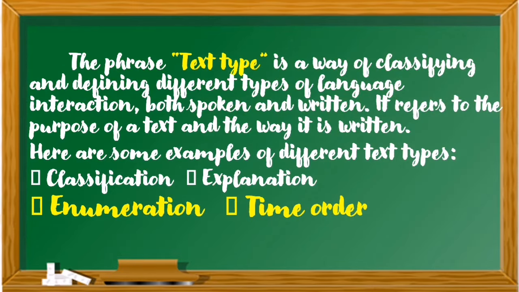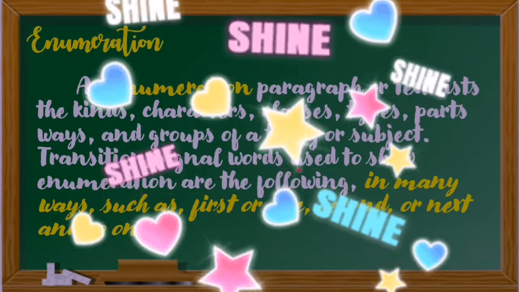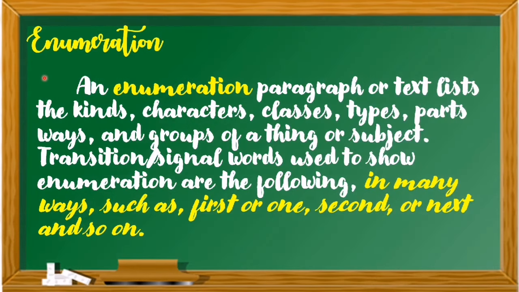In this part of our lesson, we are going to primarily focus on the first two types of text, which are enumeration and time order text types. The phrase text type is a way of classifying and defining different types of language interaction, both spoken and written. It refers to the purpose of a text and the way it is written. Here are some examples of different text types: classification, explanation, enumeration, and time order. So we are focusing on enumeration and time order.